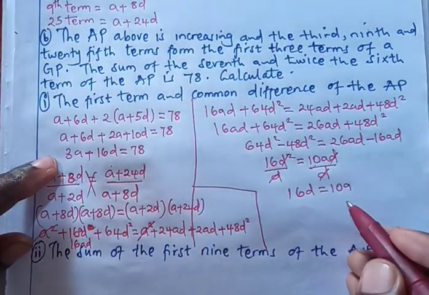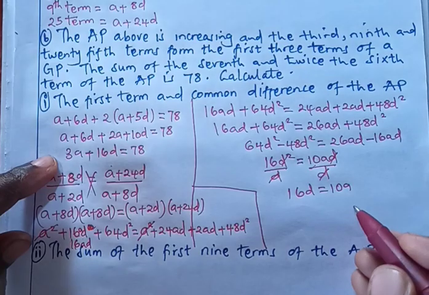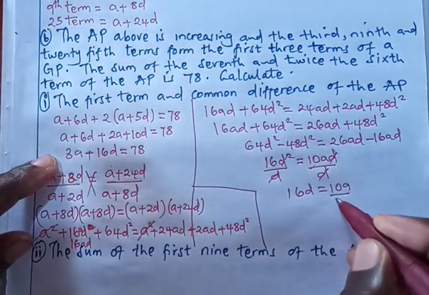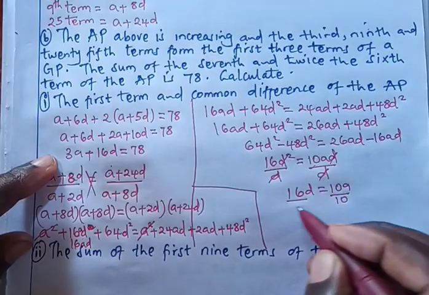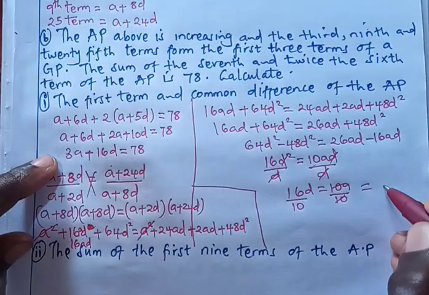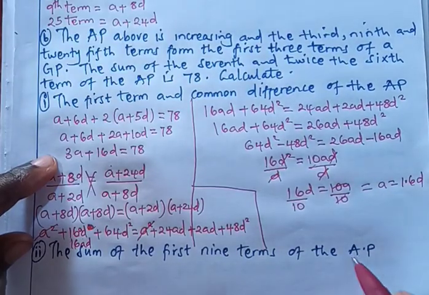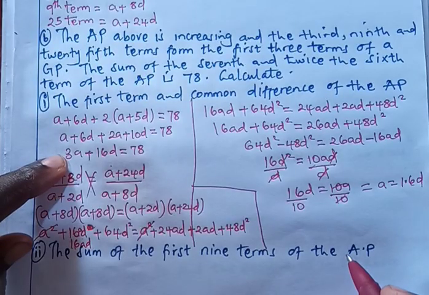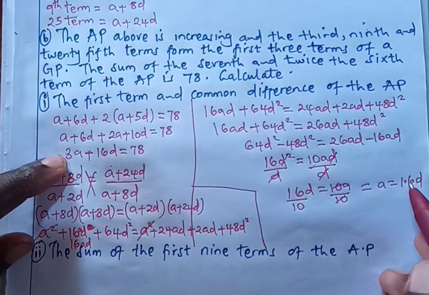Now we proceed and say that we add our equation, that is 3A plus 16D is equal to 78. Under this case, we can make A the subject by dividing both sides by 10. Our A is in fact going to be A is equal to 1.6D. So under this equation for the sum, where we see A, we put positive 1.6D.